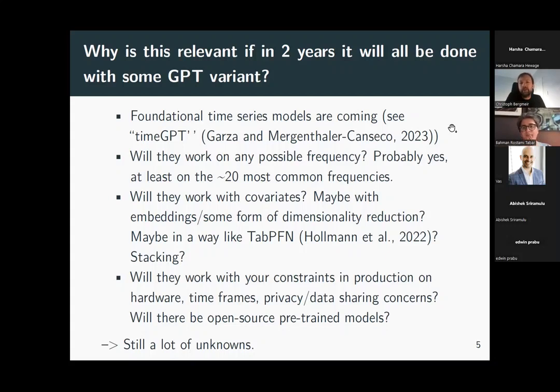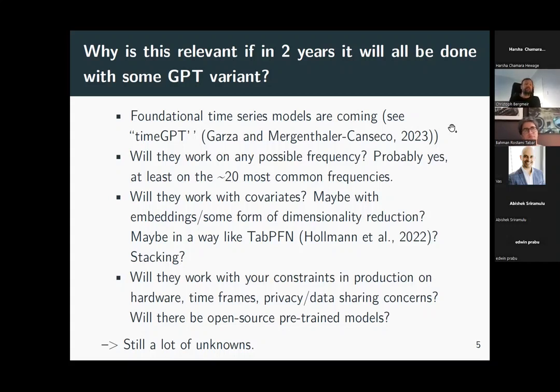covariates? Because in many forecasting problems, you have things like the weather is available, or promotions that you know of, different things. How will they deal with this? I think it's not so clear right now. So maybe with some form of embedding or dimensionality reduction.